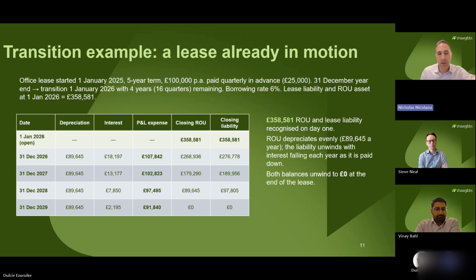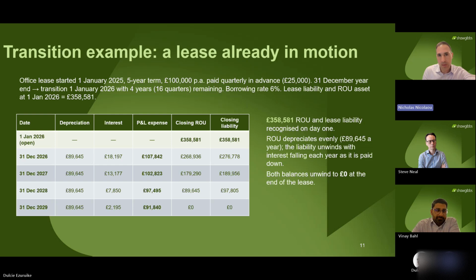But as I said earlier, in reality, on transition, businesses are going to have leases that are already in effect, and you would have been recognising rent through your P&L previously. So in these scenarios, you've got to calculate for the transition adjustment the present value of the future payments that are left at that point.